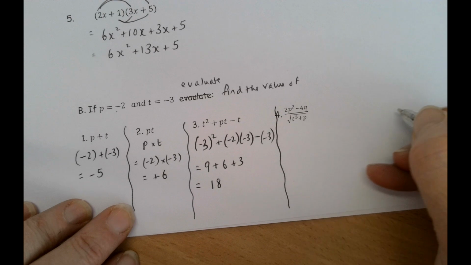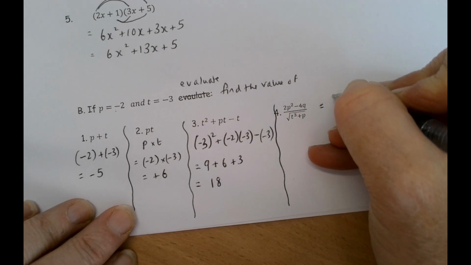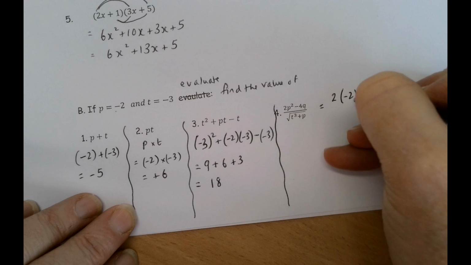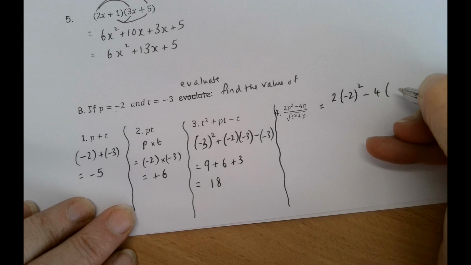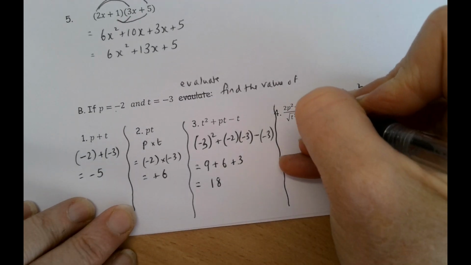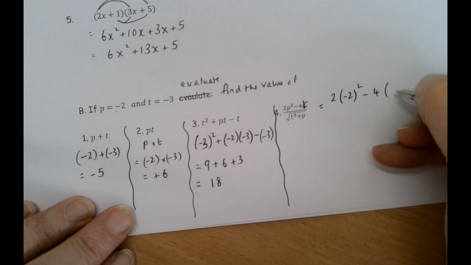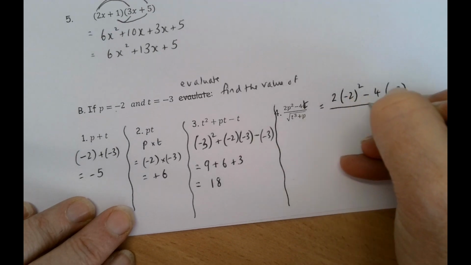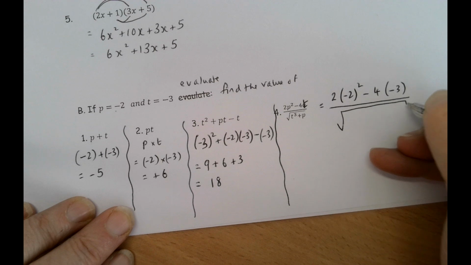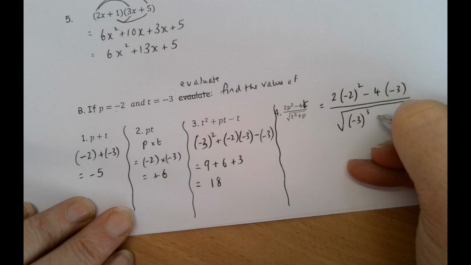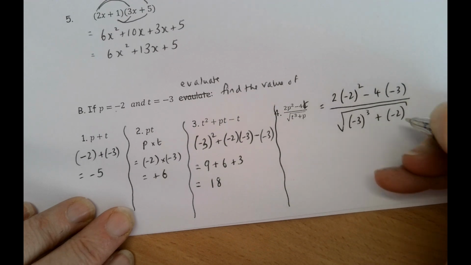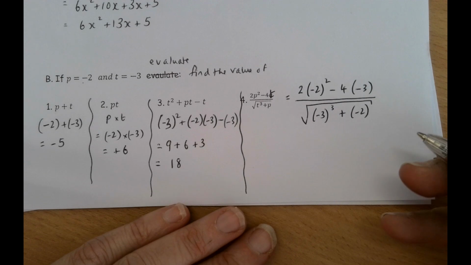And then finally, this is really nasty, so let's do it over here. 2p squared is 2 times minus 2 squared. Minus 4q is minus 4. Oh, there's no q. Okay, let's say t. Minus 4t is minus 4 times minus 3, divided by the square root of t cubed, so minus 3 cubed, plus p, which is minus 2. Again, you can stick that all in your calculator straight away.